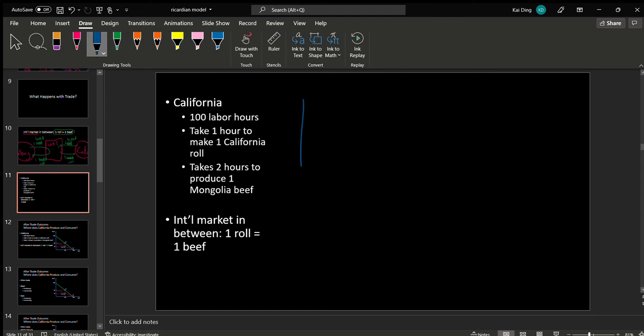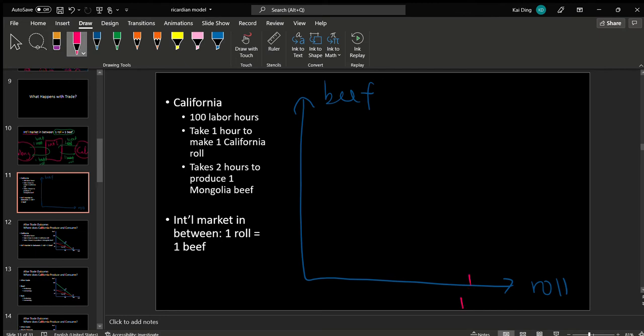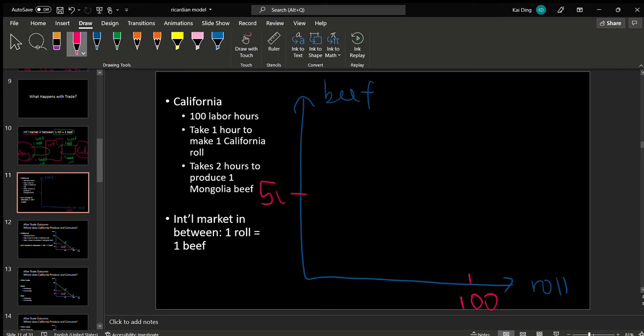California previously without trade. They can either produce 100 California rolls or 50 Mongolian beef, or anywhere in between, as represented by this PPF, production possibility frontier of California. Under our assumption of preference for variety, production points without trade and consumption points without trade ended up to be this middle point, so they get both rolls and beef to eat.